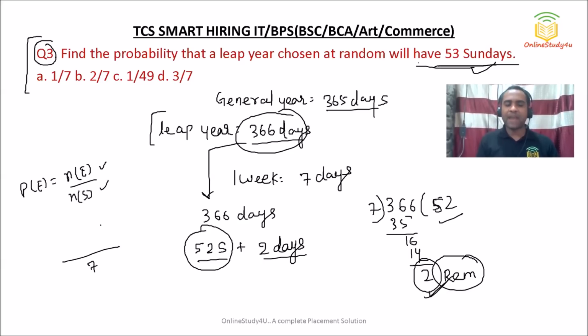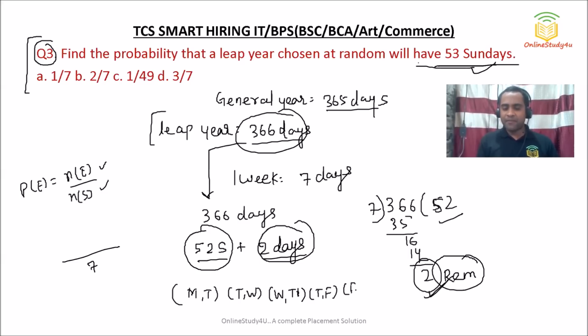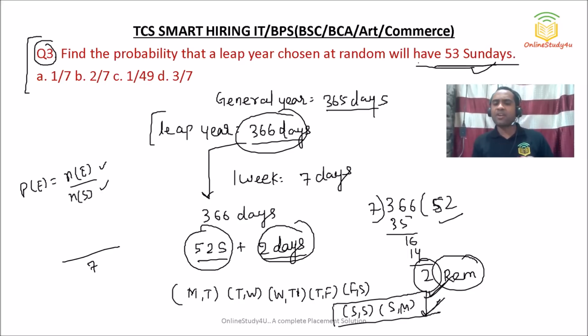So how many days we will be having? 7. Now, these 2 days, friends, it might be Monday, Tuesday, it might be Tuesday, Wednesday, it might be Wednesday, Thursday, it might be Thursday, Friday, it might be Friday, Saturday, it might be Saturday, Sunday, and it might be Sunday, Monday, right? So you can see you will have two options, Saturday, Sunday, or Sunday, Monday.